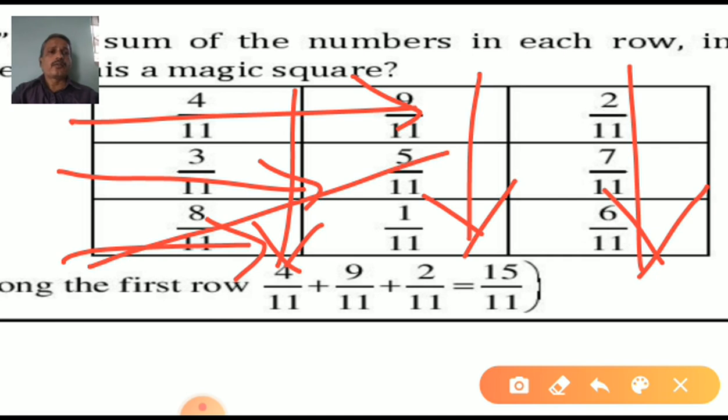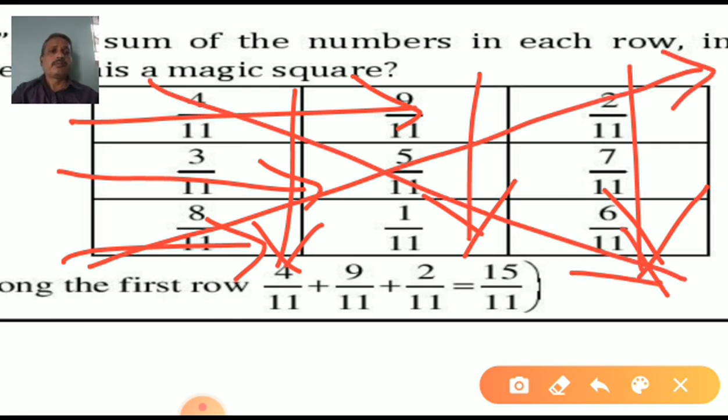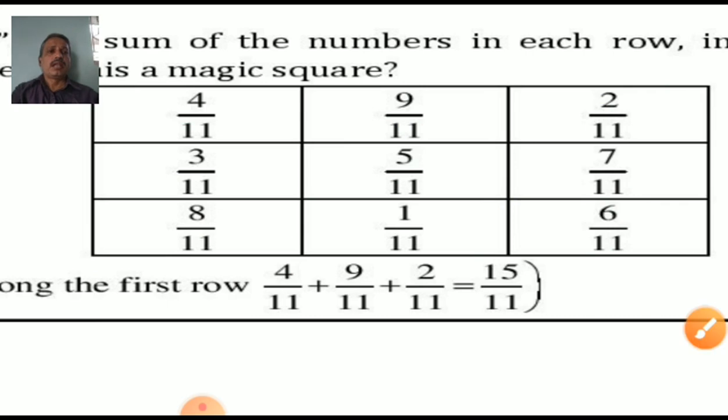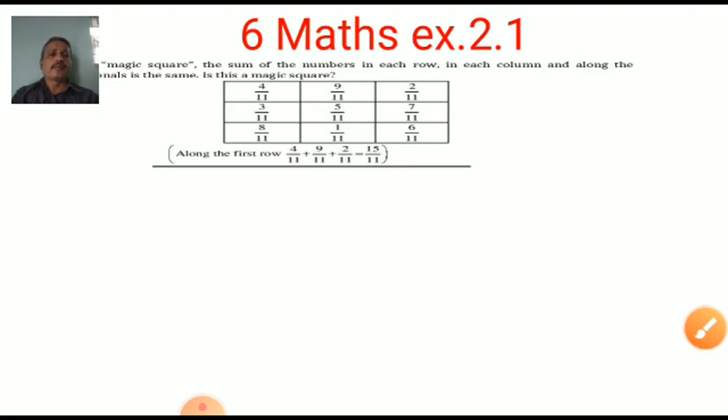Now diagonal also. Diagonal means cross line, student. Yes, three numbers will be there for each and every one. Let's check for the answer.